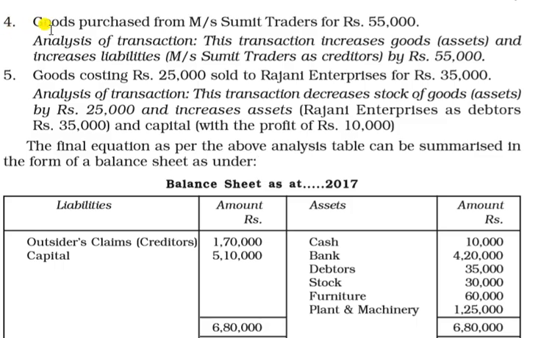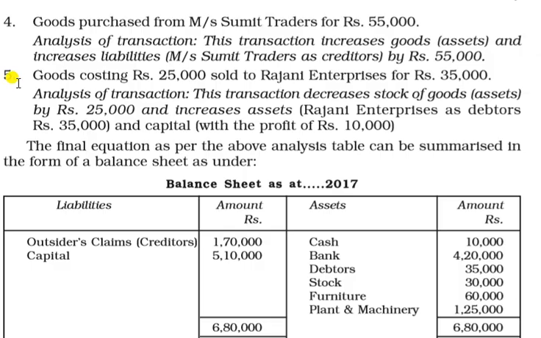Next transaction: goods are purchased from Messrs. Sumit Traders for rupees 55,000. In this transaction we have to see what the two aspects are. Goods purchased. When goods are purchased, goods are considered as stock, so assets increased. In this question, cash is not given, so it is a credit transaction. So Messrs. Sumit Traders is a creditor, so liability increased. Liability 55,000 and assets increased 55,000.